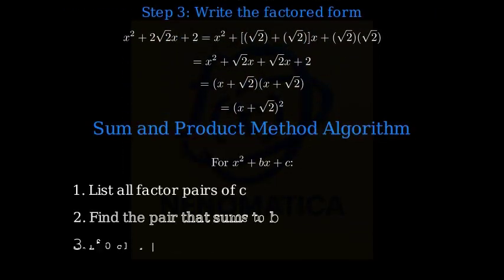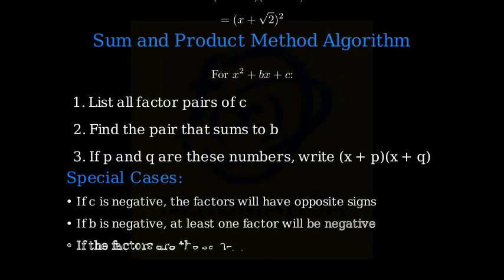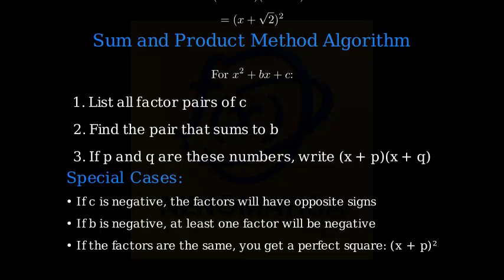For a quadratic expression in the form x squared plus bx plus c, first, find all factor pairs of c. Second, check which pair sums to b. Third, if p and q are the numbers you found, then the factored form is (x plus p)(x plus q). Remember, if the constant term c is negative, the factors will have different signs. And if the coefficient of x is negative, at least one of the factors will be negative.